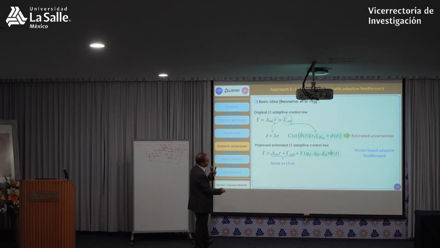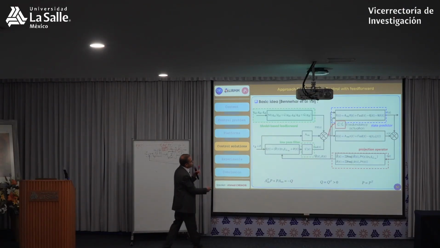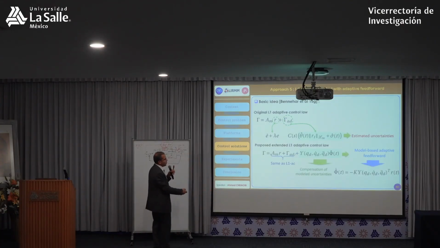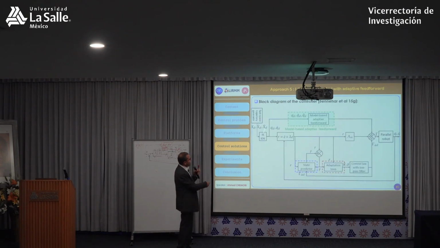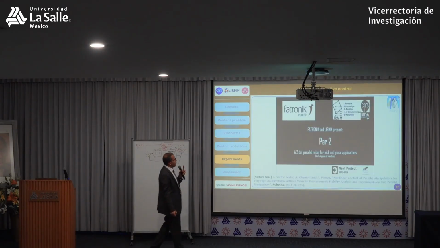The previous one was not adaptive. It was just a feed-forward, as you have seen here. There is no adaptation. We take just the dynamic model, we replace QD everywhere, and you obtain this feed-forward term. And now, in our case here, we replace this by an adaptation, a regressor multiplied by the estimated parameters. This is the adaptive feed-forward term, and this is the block diagram with the adaptive feed-forward added to the L1 adaptive controller. Now let's finish with the real-time experiments that we obtained.